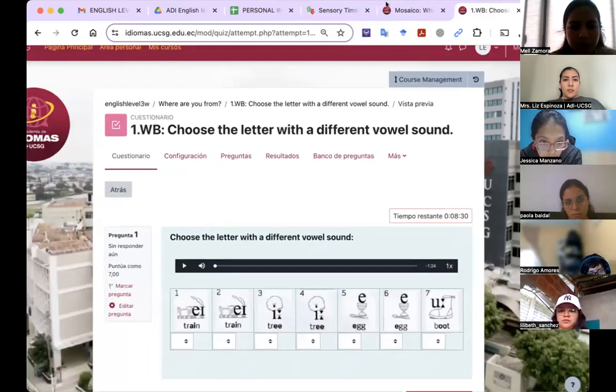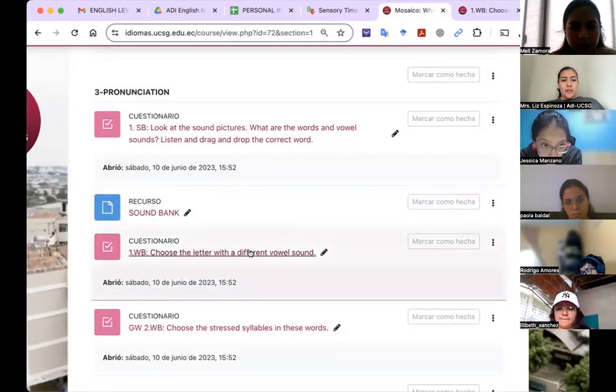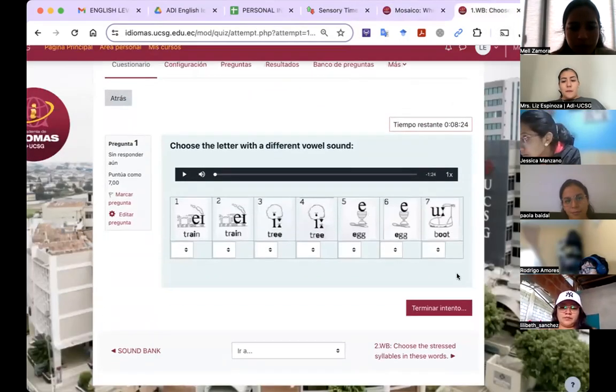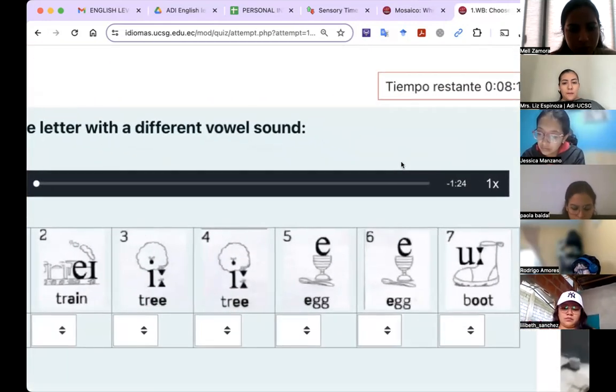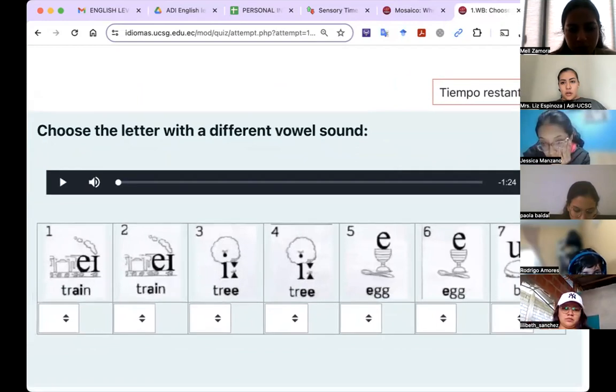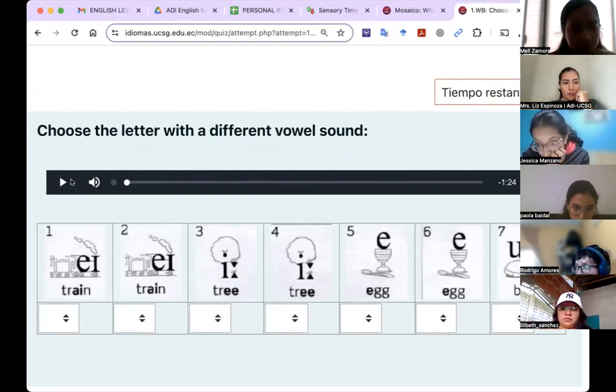Okay, so in this case, the one that says choose the letter with a different vowel sound. First, let me see if I am sharing the audio. Yes, I am. And then it says we have to listen and then choose a different one. First, only listen, and then I'm going to repeat to answer, okay?